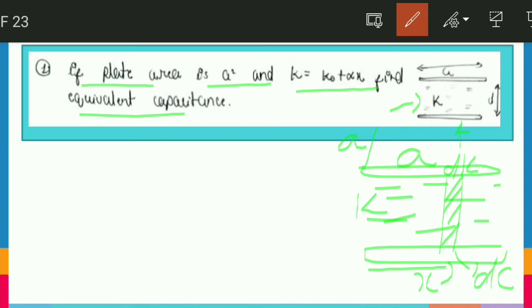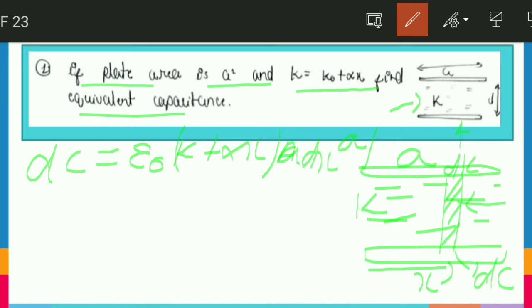So from the formula of capacitance, can we write dc? It will be equal to epsilon naught times the dielectric constant, which will be k naught plus alpha x, into the area. Can you find the area of this small plate? It will be a times dx, which is its length and breadth, upon d, where d is the separation. Yes friends, this is the value of dc.